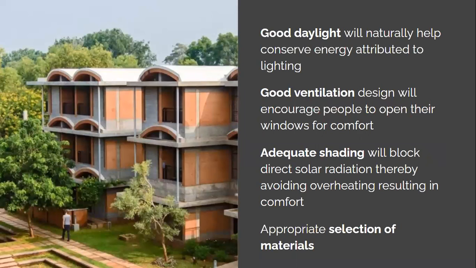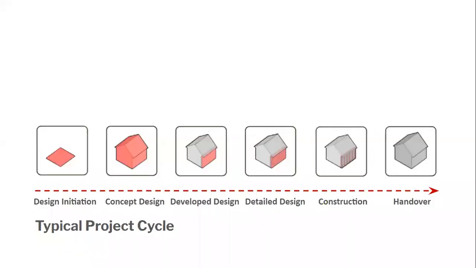So some of the factors to look into are good daylighting, ventilation, adequate shading, and selecting appropriate materials. So quickly, I'll take you through the project cycle. This is a typical project cycle. You start with the design, you move into conceptual design, develop the design, look into detailed construction, and the handover.